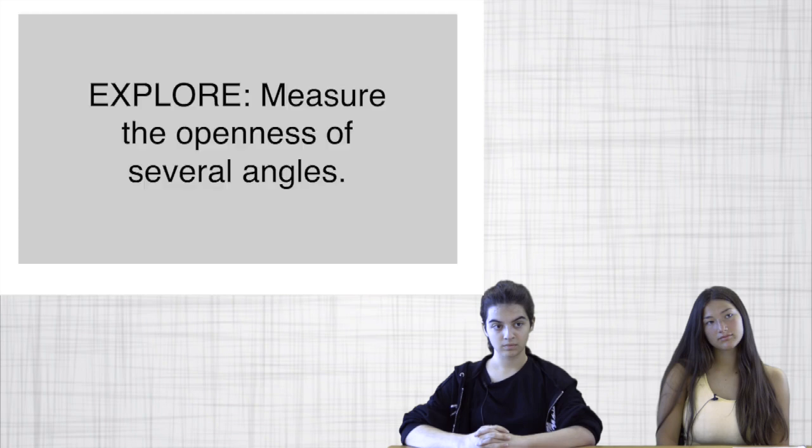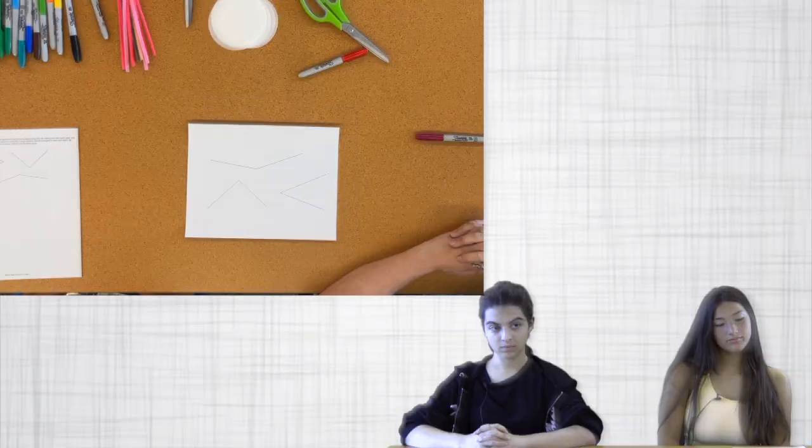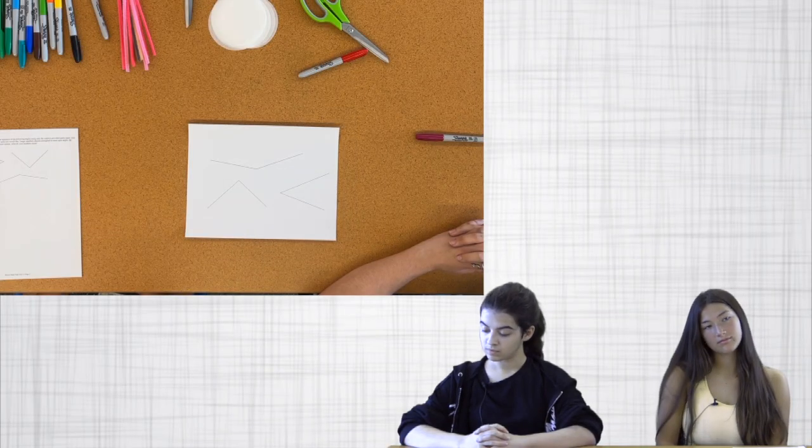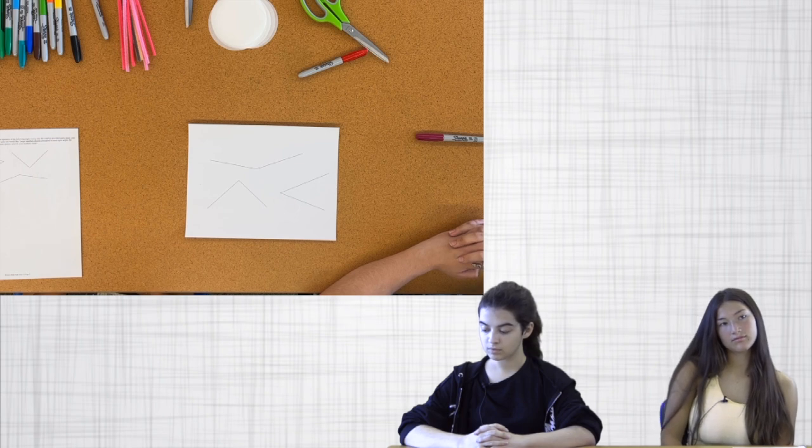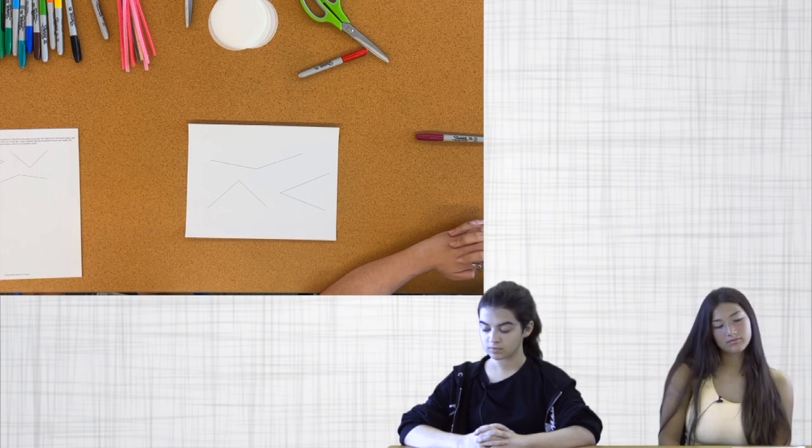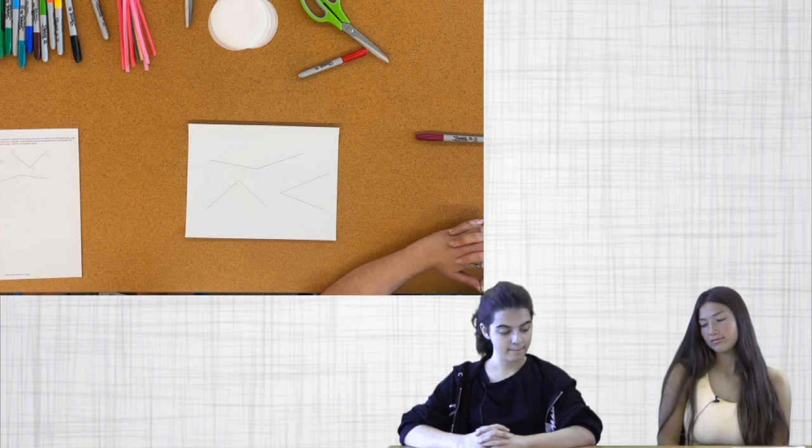In the previous episode, Mary and Claire ordered a set of angles from most open to least open. In this episode, they measure the openness of several angles. You can measure in any units you would like. Larger numbers should correspond to more open angles. Explain your measurement system and what your numbers mean.